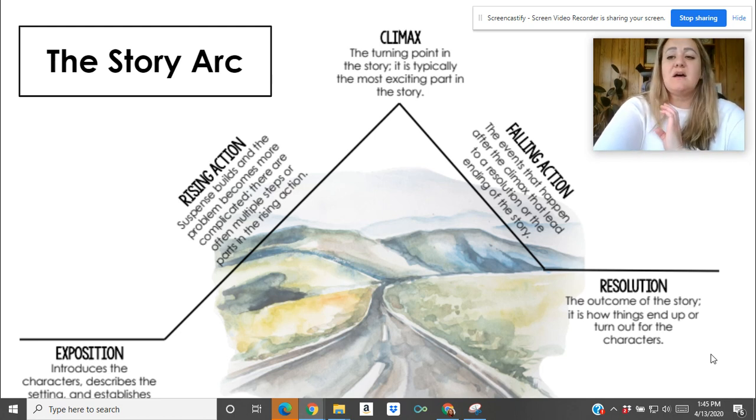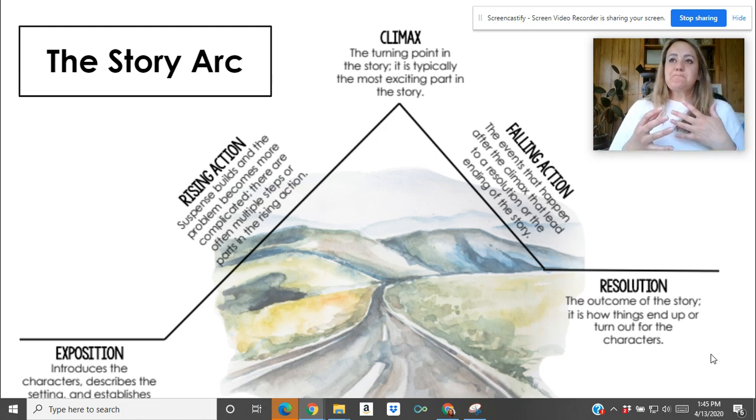Okay, so let's look at the exposition. Exposition is just a really fancy way of saying the beginning. So this is the beginning of your narrative. It includes introducing your characters, describing where it's taking place, and giving all the beginning pieces.